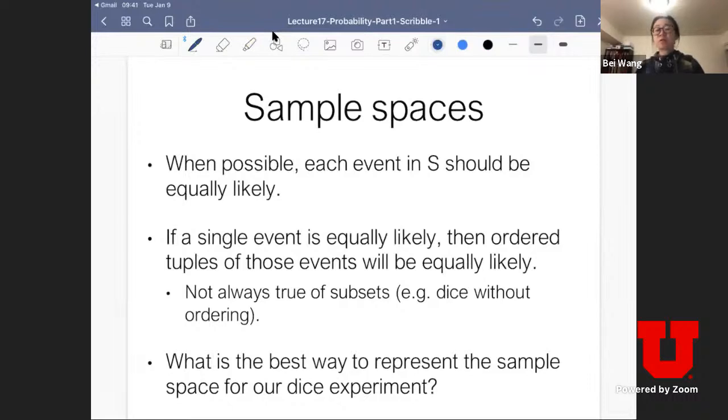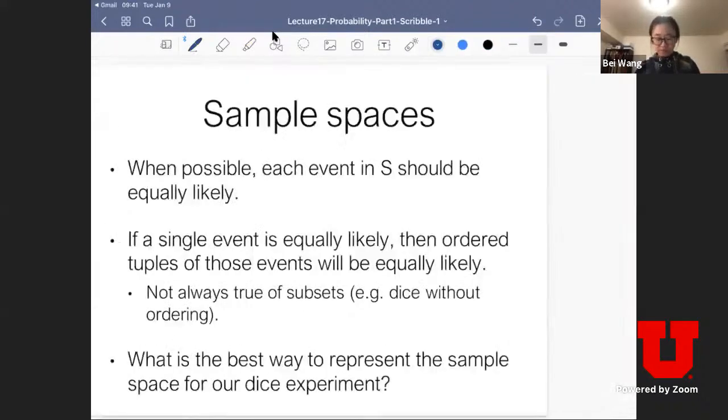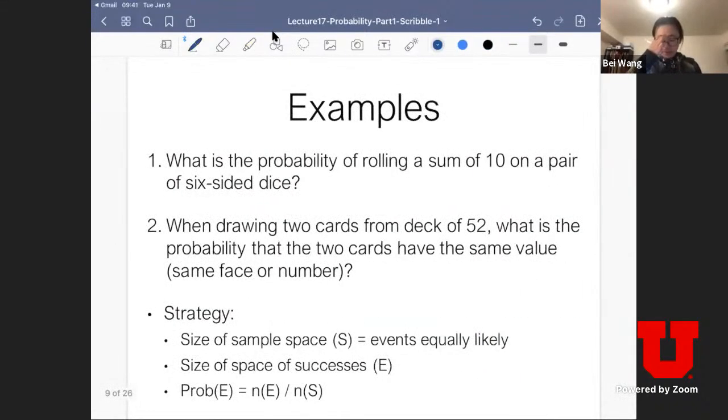And now the question is, what is the best way to represent the sample space for the dice experiment that we described before? But notice that if I have dice without ordering, then it's not true that all the orders or the tuples of those events are equally likely. So we'll see examples later. But now let's go back to our initial question.